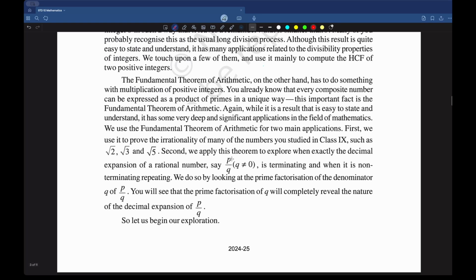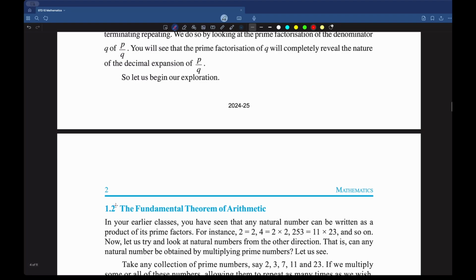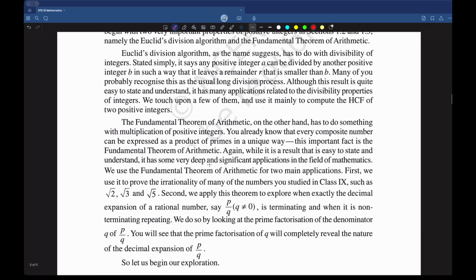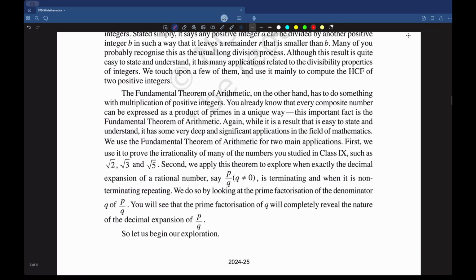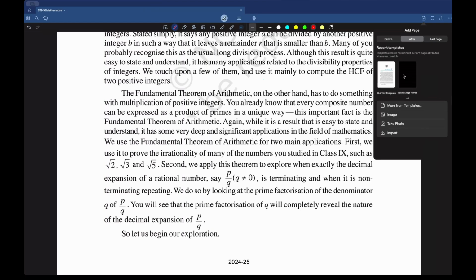We are going to cover topic number 1.2 and we are going to discuss what are prime numbers and composite numbers. So let us start. Let us start with prime numbers and composite numbers.